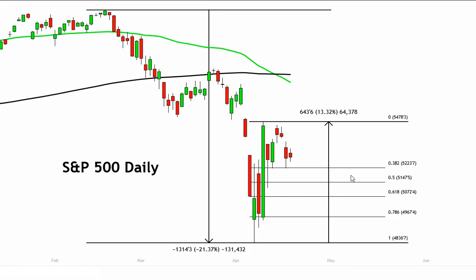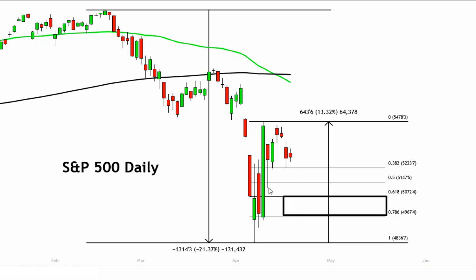Now, we could still pull back and get a deeper retracement. Even if we establish a higher low, the golden pocket is down here, between 4,967 on the S&P 500 at the 78.6 Fibonacci and the 5,072 area, the 61.8 Fibonacci. If we get a more shallow retracement, here we are.